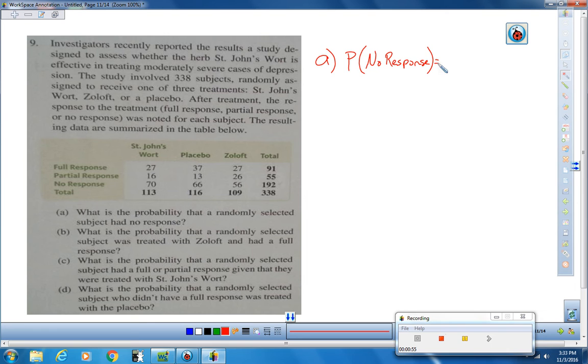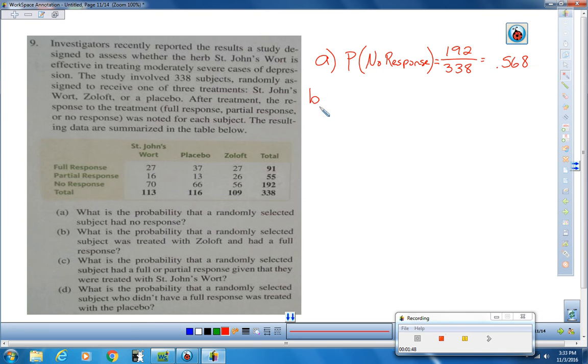Okay. So what's the probability that a randomly selected subject had no response? Well, this is pretty simple. Here's my no response row. The total number of no responses is 192 over 338. So no response, 192 over my total, 338. I could go ahead and plug that in my calculator, 192 over 338. I could probably leave it like that, but I think it might be a little bit better if I go ahead and plug this in. And I get about 0.568. And I always get asked how many decimal places should I round to. I always tell you that there's really no set standard, but I'd say it's kind of smart to just round off to 3 decimal places.